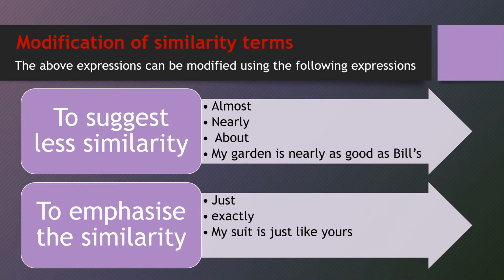Fine. Sometimes you can modify your similarity with certain expressions in order to show whether you are suggesting less similarity or you are emphasizing the similarity. So you've got two parts. The first one is when you are suggesting less similarity, the modifications that you are using are almost, nearly, about, which means they are not very similar.